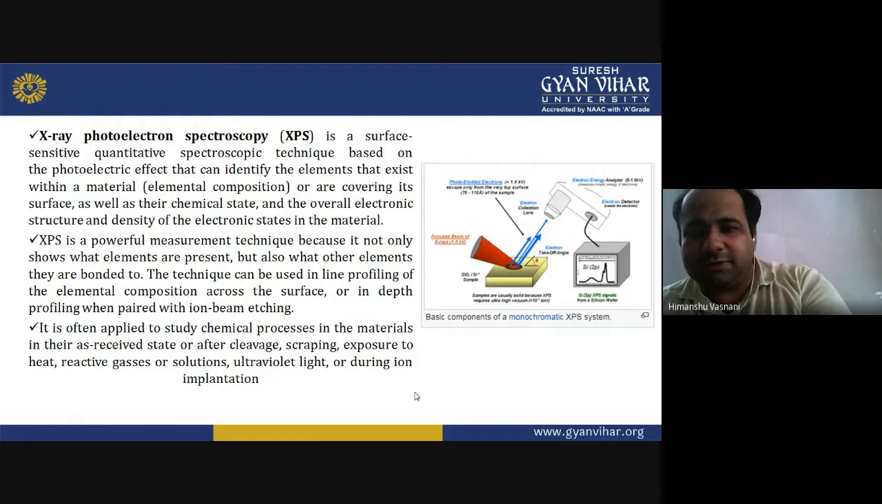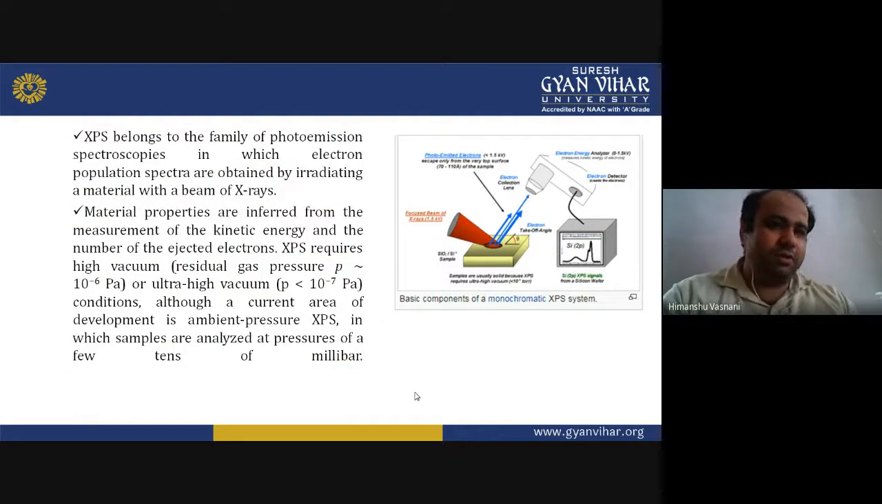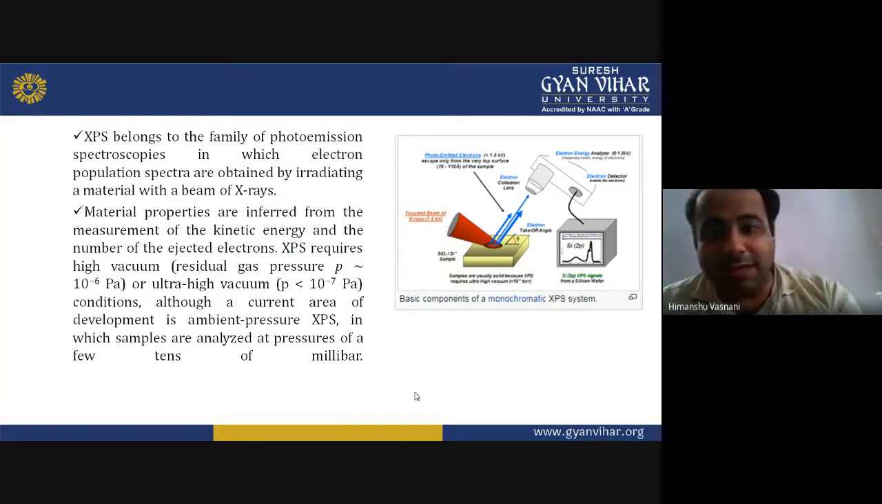Now XPS belongs to the family of photoemission spectroscopies, in which electron population spectra are obtained by irradiating a material with a beam of X-rays. Material properties are inferred from a measurement of the kinetic energy and the number of electrons. XPS requires high vacuum or ultra high vacuum conditions, although a current area of development is ambient pressure XPS, in which samples are analyzed at pressures of a few tens of millibar.